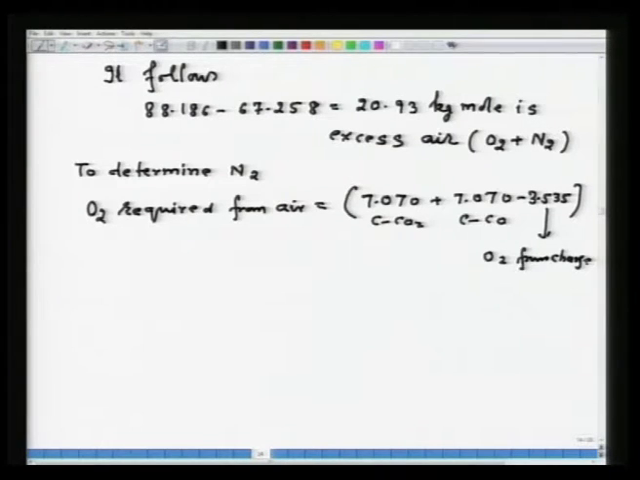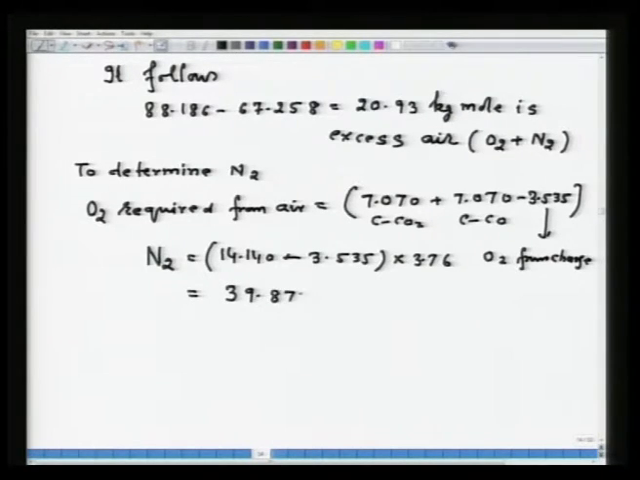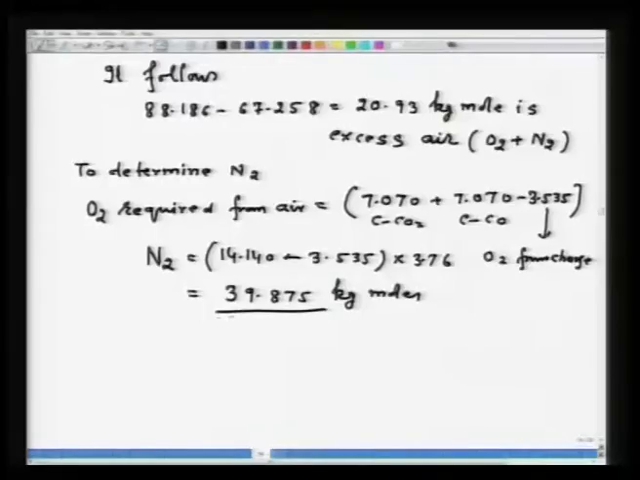Here you have to determine ZnO and PbO, considering that the oxygen comes from the charge. So, then the nitrogen would be 14.140 minus 3.535 into 3.76, and that is how we have gotten the figure 39.875 kg moles. That is what I have shown just earlier, that the nitrogen moles are 39.875.